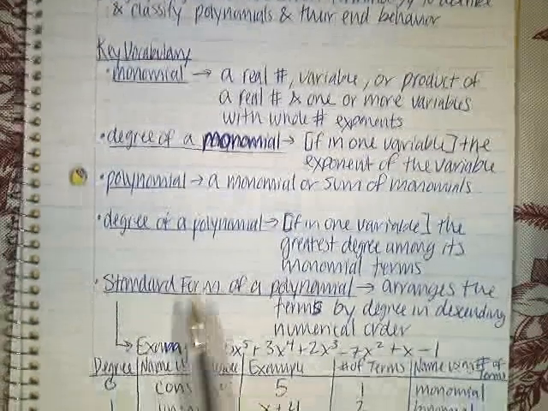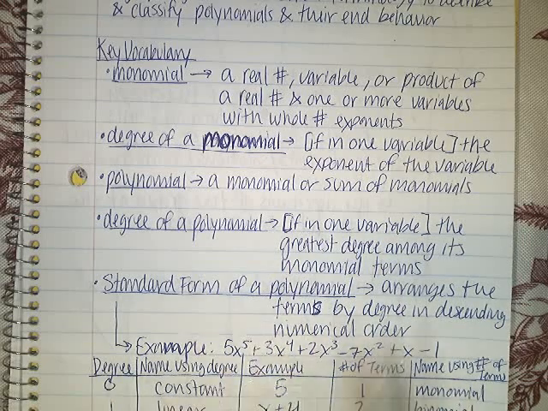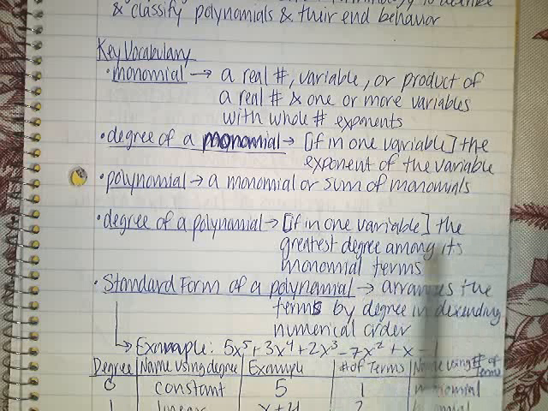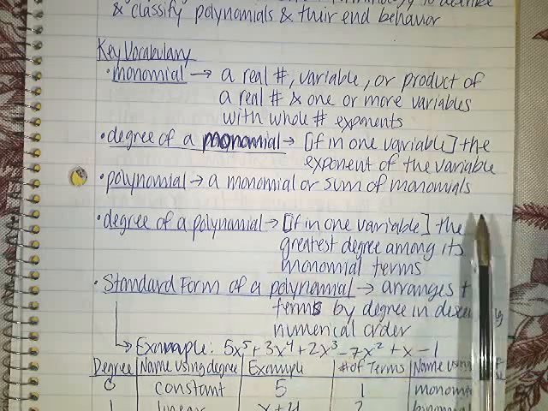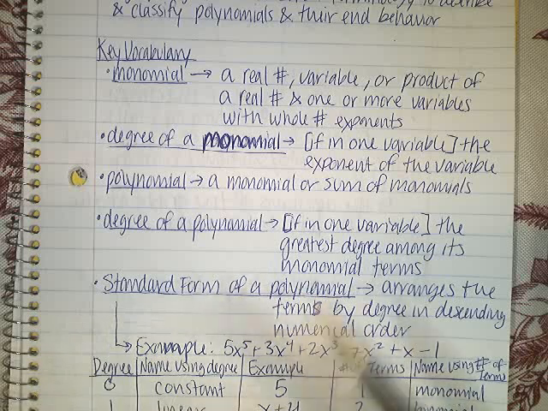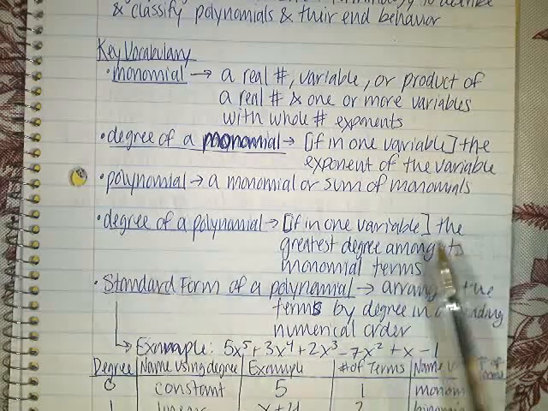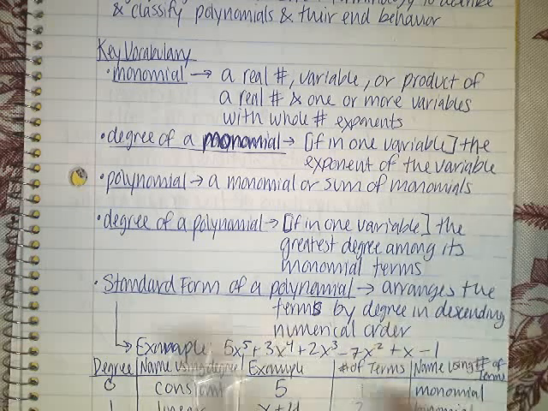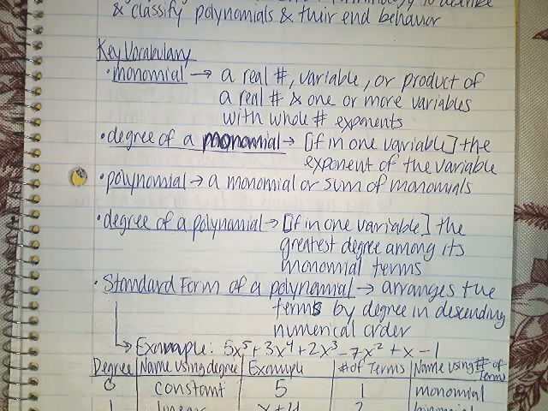A degree of a polynomial, again, this is only true when there's one variable, so x or y, but not both. This is the greatest degree among its monomial terms, so that's why with quadratics, we're referring to the highest degree, so x squared, the degree of that polynomial is 2. So if you have a quadratic function, the degree of the polynomial is 2. If you have a cubic function, the degree would be 3, so on and so forth.